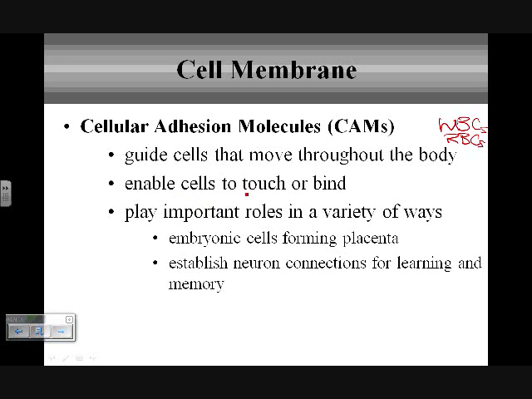This is going to help cells that are responsible for touching or binding to other surfaces. And these cellular adhesion molecules are going to play a wide range of roles. For example, embryonic cells that form the placenta. The embryo needs to grow cells out towards the uterine wall and form the placenta, so if you think about cellular adhesion molecules, adhesion means to stick to something. These cells are forming to go out and stick to the wall of the uterus. It also plays a role in establishing neural connections for memory, thinking and learning, so the cells need to communicate and get really close to each other.